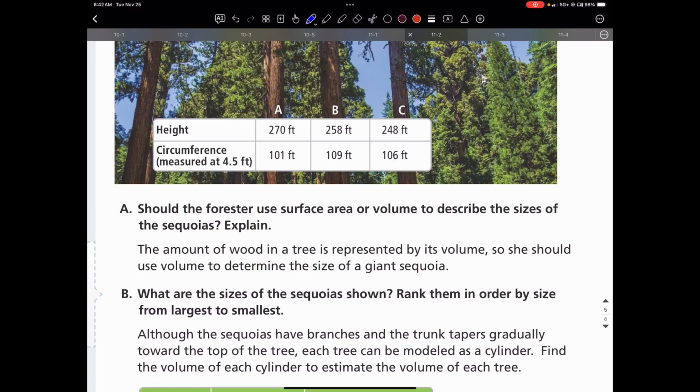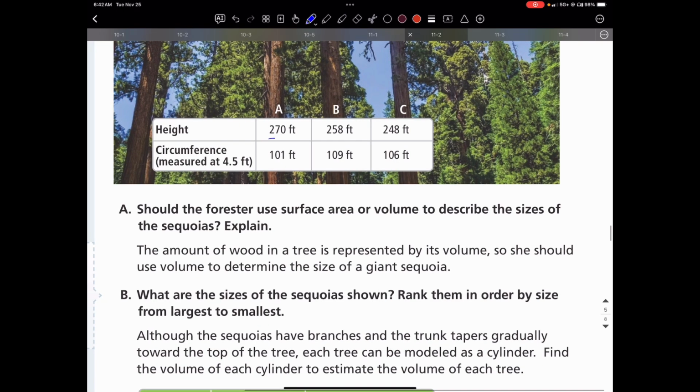So look, we have a height of each one. Then we have a circumference, right? That's the king of geometry, circumference. Get it? I thought it was funny.